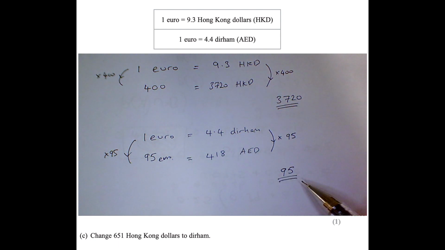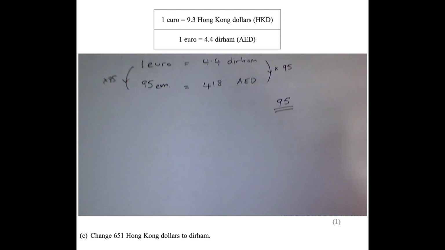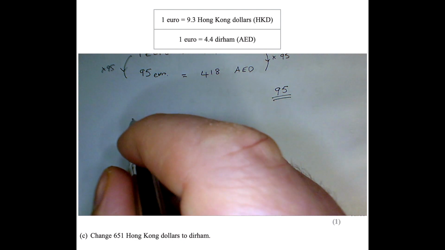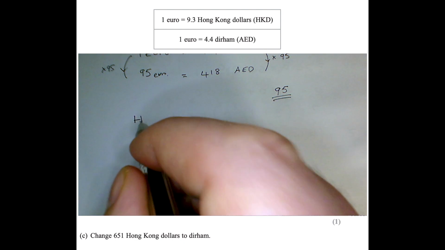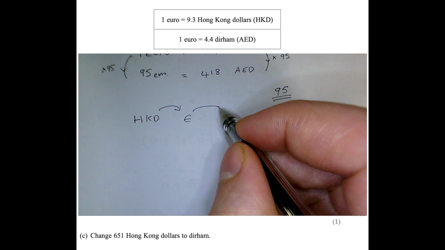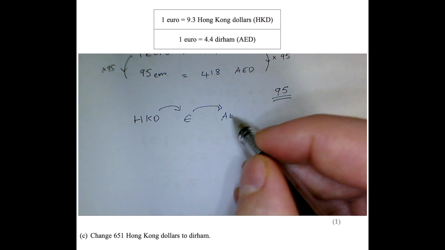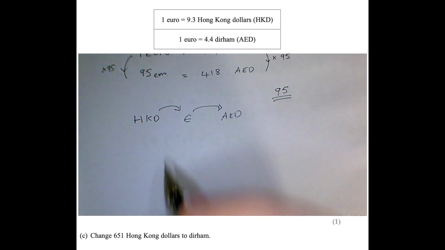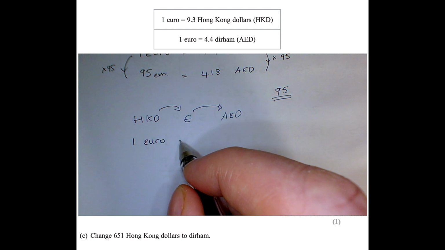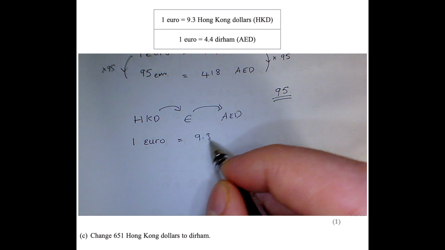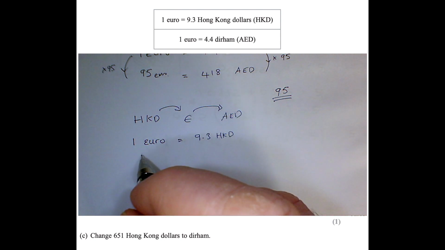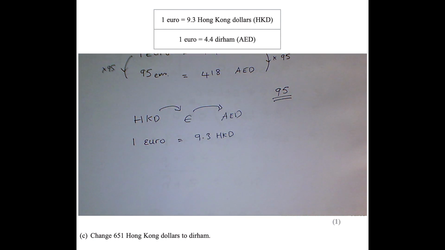Right, that last question, on the bottom there, is change 651 Hong Kong dollars into dirham. It's a bit of a pain because we've got to do it in two steps. First of all, we're going to change the Hong Kong dollars into euros. And then after we change it to euros, we're going to change it into dirham, like the question wants. Okay. So we start off with our 651. So I'm going to start with the euro to Hong Kong exchange rate. So 1 euro equals 9.3 Hong Kong dollars. And underneath the Hong Kong dollars, I'm going to write 651, because I've got 651 Hong Kong dollars.